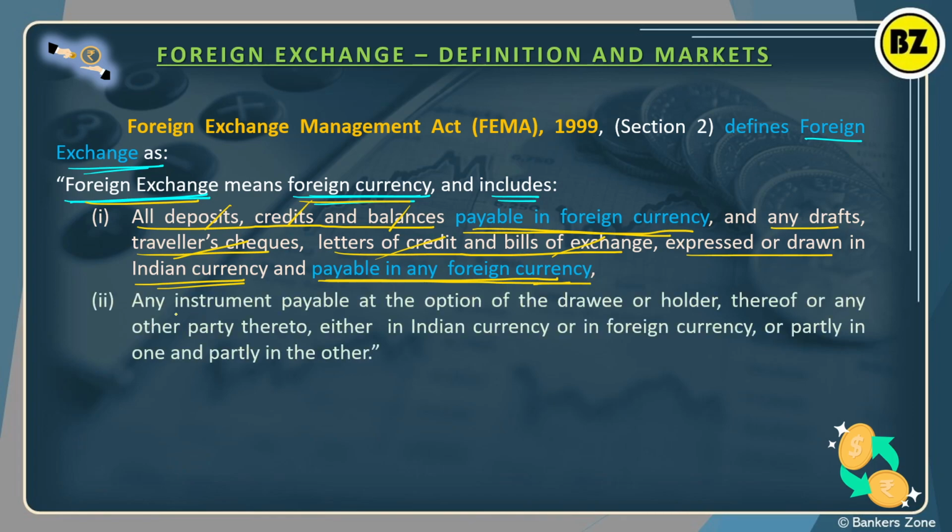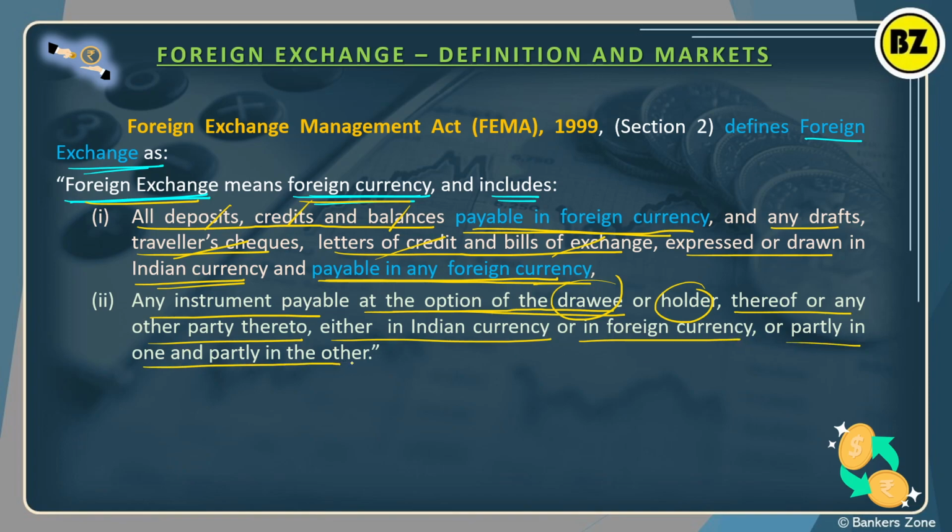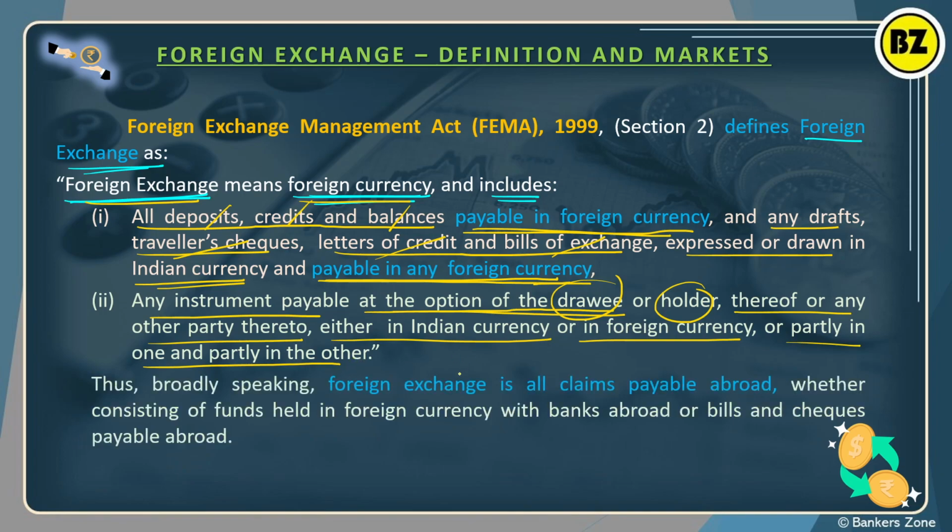Now see further, any instrument payable at the option of the drawee. Here, option of the drawee means what? The bank. Holder means the person holding it or any other party thereto, either in the Indian currency or in the foreign currency, or partially in the one and partially in the other. So whatever it may be, that is partially convertible in the foreign currency, that should be treated as foreign exchange. So broadly, how can we say? Broadly we can say foreign exchange is all the claims payable abroad.